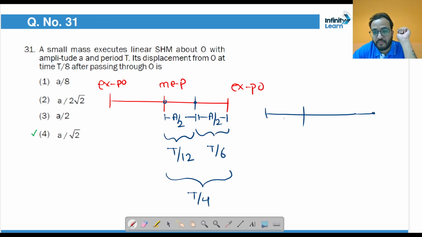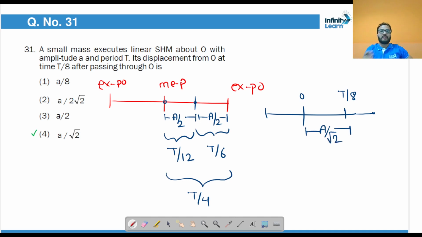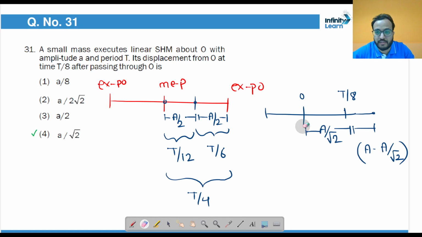One more thing: from here to here, in t by 8 time, the distance is always a by root 2. So in the first t by 8 time, it travels a by root 2, and in the next t by 8 time, it will travel a minus a by root 2. Got it?